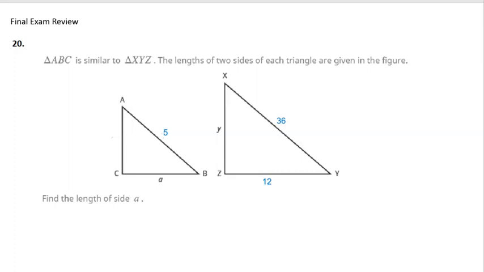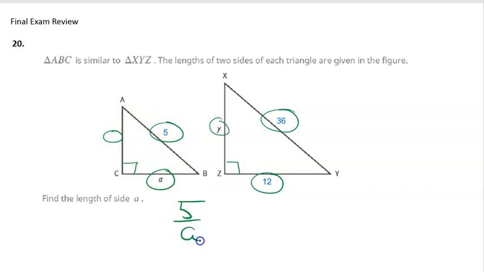Now, we have similar triangles, it tells us. It says the lengths of two sides of each triangle are given in the figure. Find the length of A. Okay? All right, so we've got to compare sides. Remember, this looks to be our 90-degree angle. So those are the same, which means this Y is similar to this side right here. Okay? And this A is similar to this side right here, which also means this 5 is similar to this one right here. Now what we can do is we could work with just the small triangle and say side 5 over side A on the other side is equivalent to.